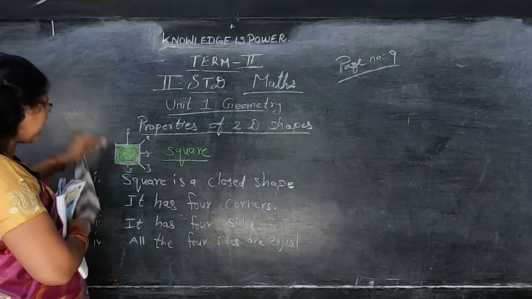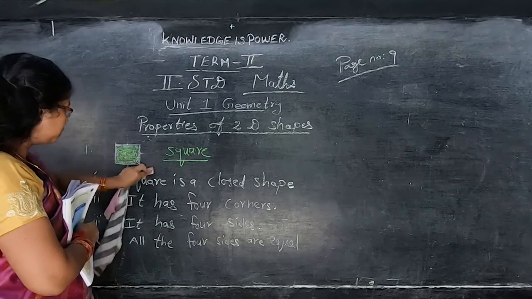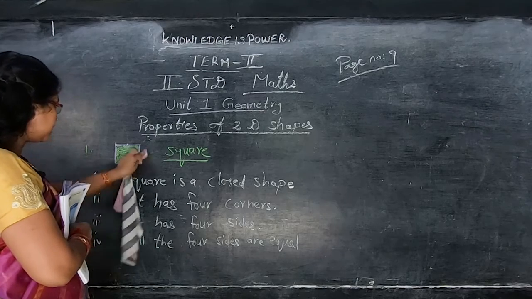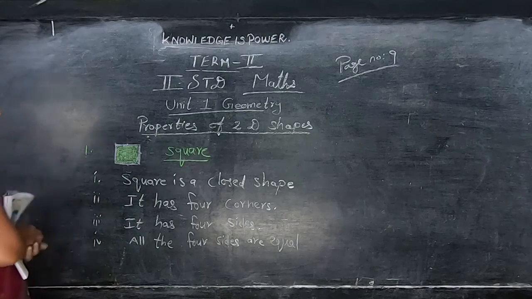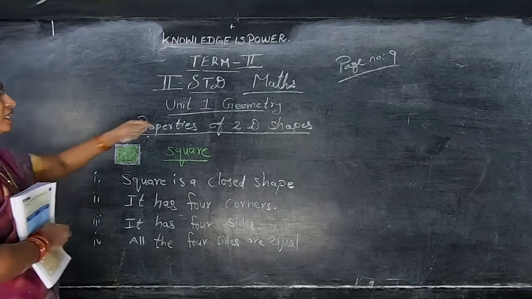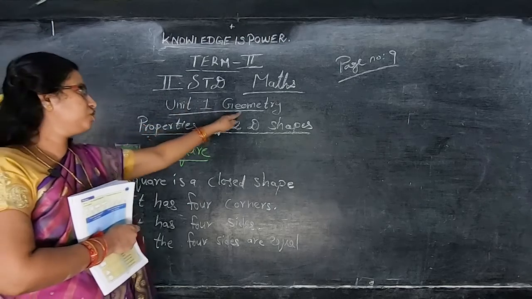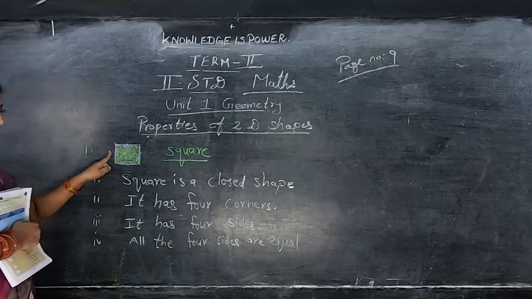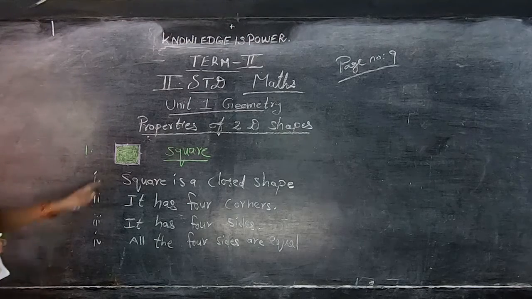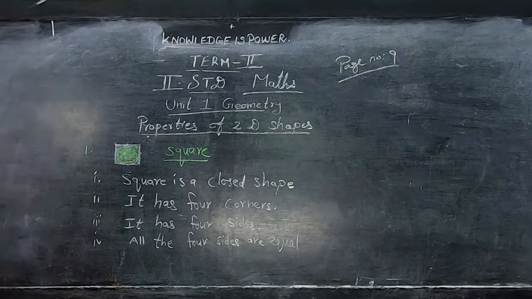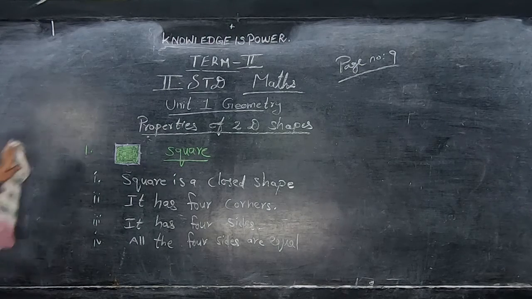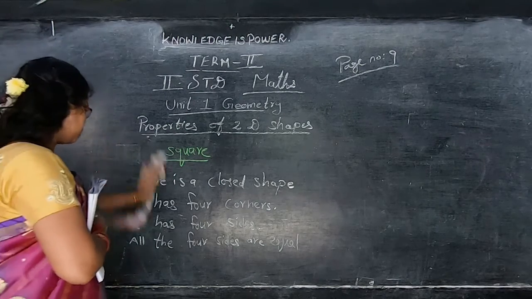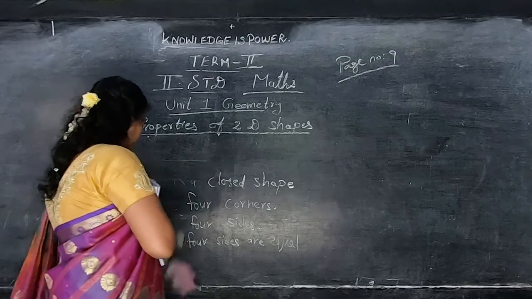Take your maths classwork, write Term 2, and start. Take a fresh page and write Unit 1 Geometry, properties of 2D shapes, draw a square and write the properties. 4 points I wrote, you write children. Finished? Now I am going to draw the next one. What shape? You name the shape.